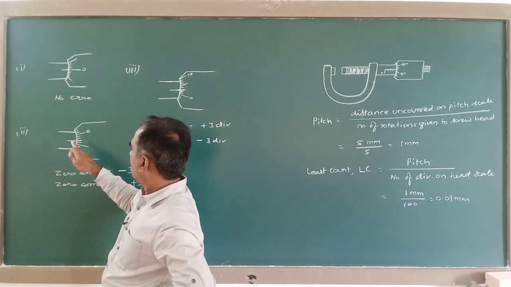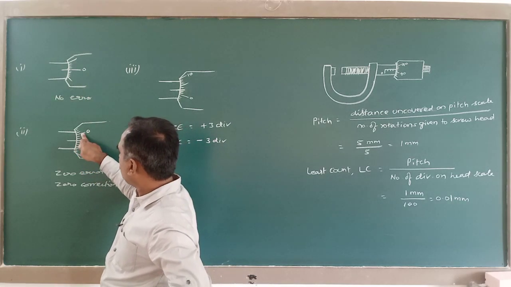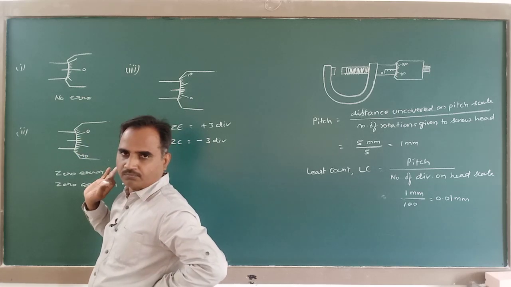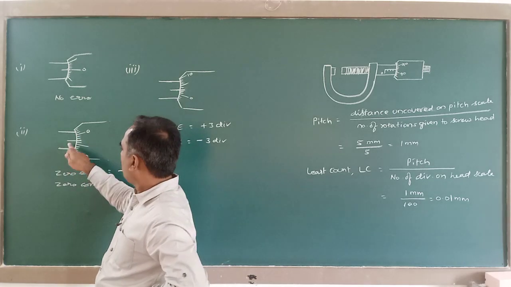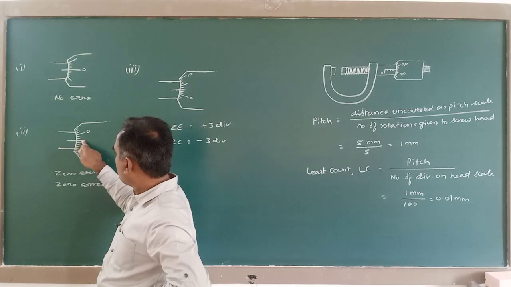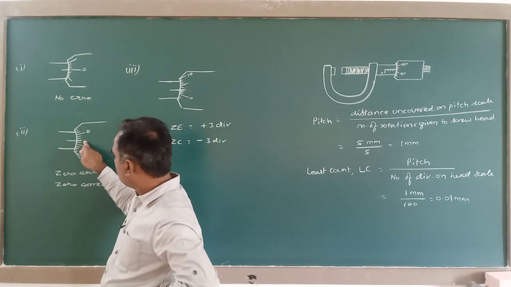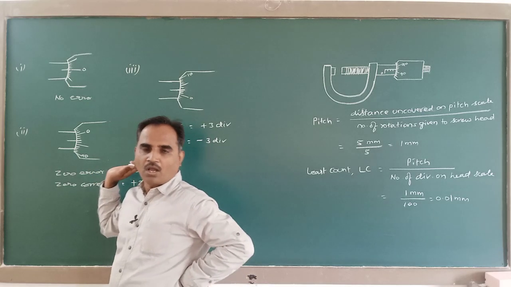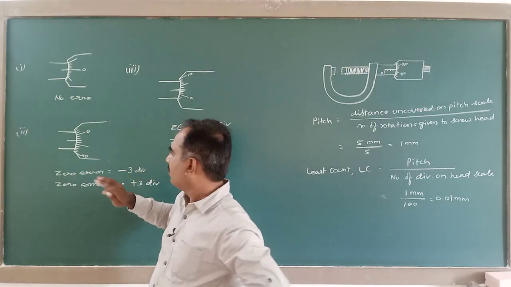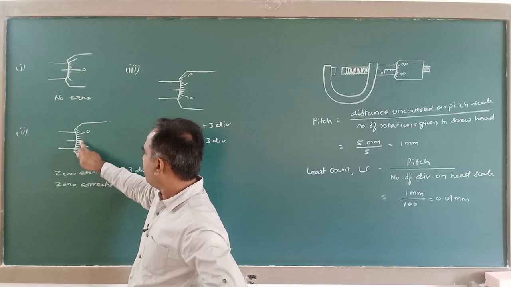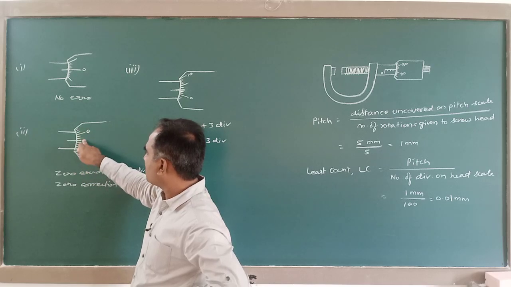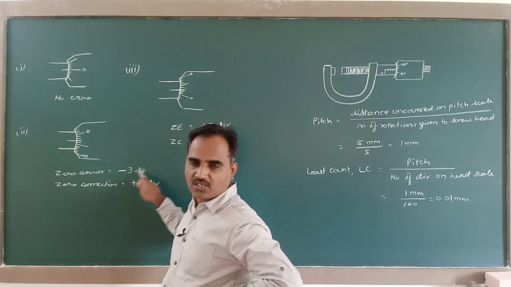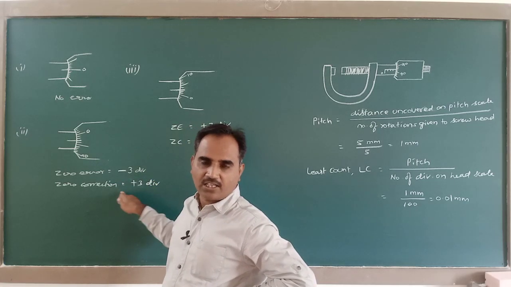When the head scale 0 is above this pitch line, that means when this pitch line is coinciding to a division less than 0, the error is negative. How much negative error is there? It is coinciding to 97th division. So 100 minus 97, it is minus 3. So 0 error is minus 3. So correspondingly, correction is plus 3.